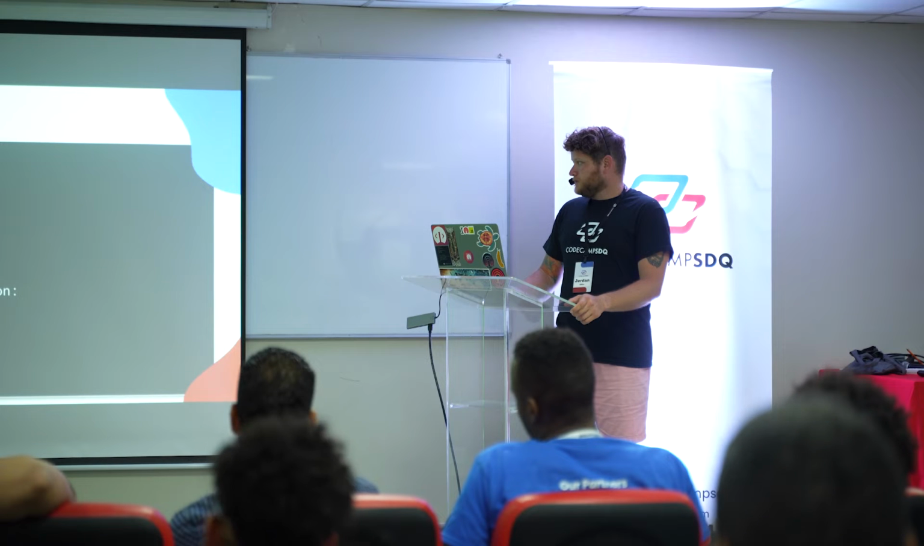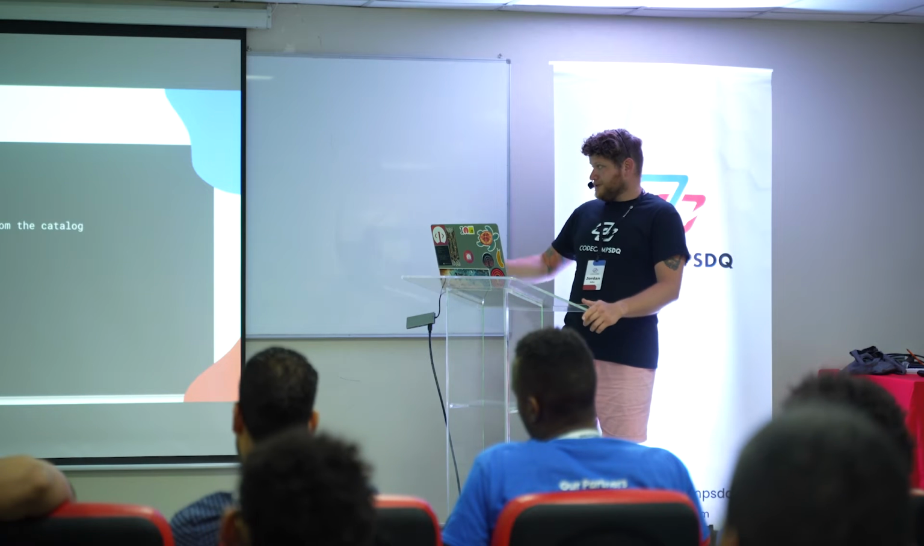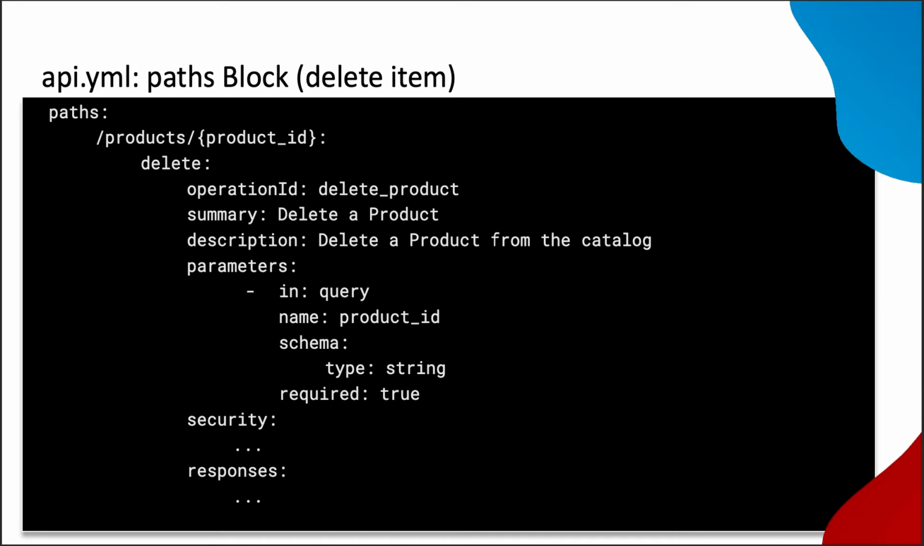And it returns a product. Here's an example of a delete. So if you send a delete request to the same path, product/product ID, then you delete that product from the catalog.